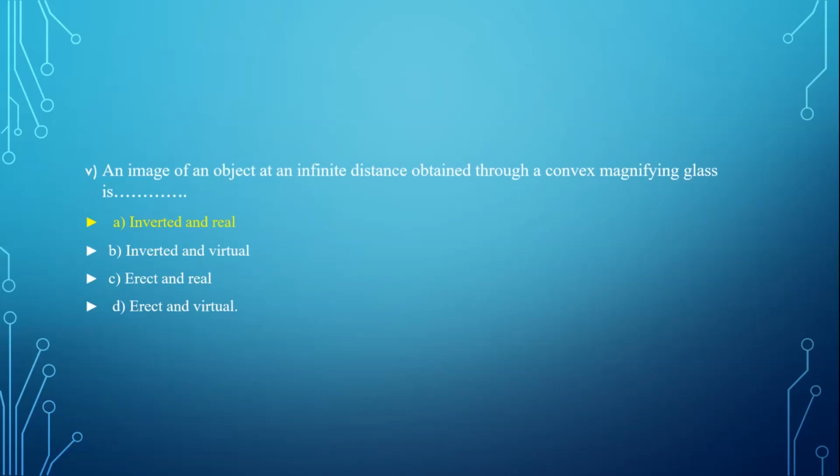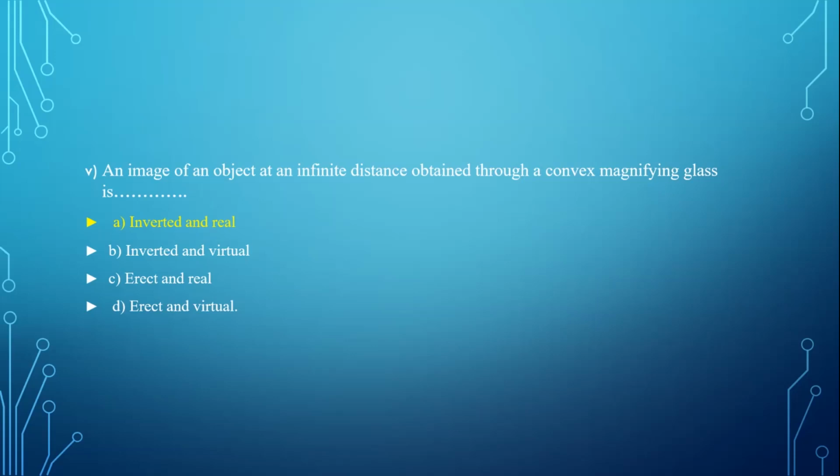See fifth, an image of an object at an infinite distance obtained through a convex magnifying glass is dash. See students, in your question paper, there is one correction in this question. A is inverted and real, B is inverted and virtual, and C and D also have the same options copied. So C option will be erect and real, and D option will be erect and virtual. These 2 corrections you have to do in your question paper, students. By mistake, I guess A and B options are repeated as C and D. So just make a correction, C as erect and real and D as erect and virtual.